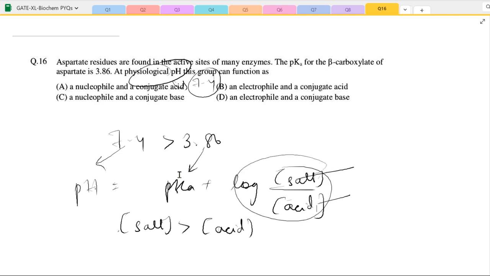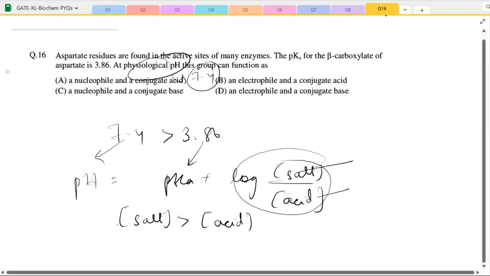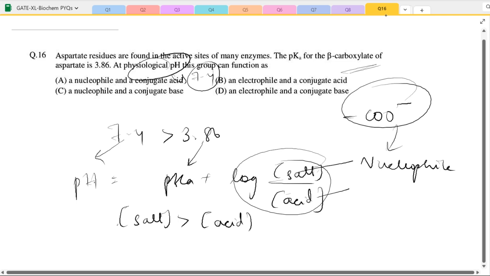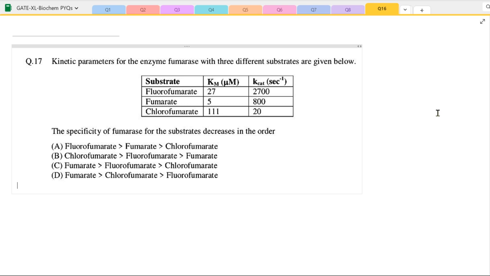So if this is the case, then this particular beta carboxylate group is furnishing out its H plus ions, which means that it is existing as COO minus. When it exists as COO minus, it will function as a nucleophile because it is rich in negative charge, and as a conjugate base. When it furnishes H plus ions, it gets converted into a conjugate base. So the correct answer here is option C, which is a nucleophile and a conjugate base. This is a basic thing. Moving on to the next question.